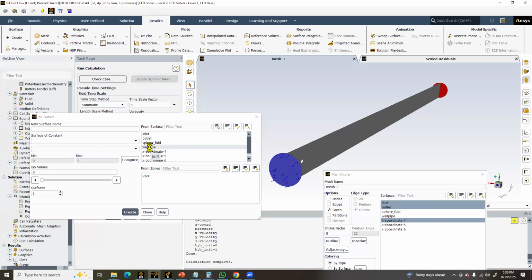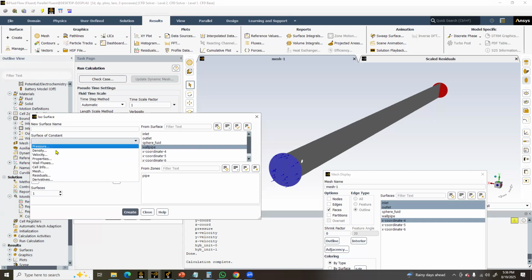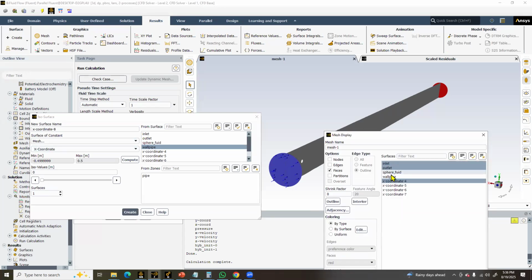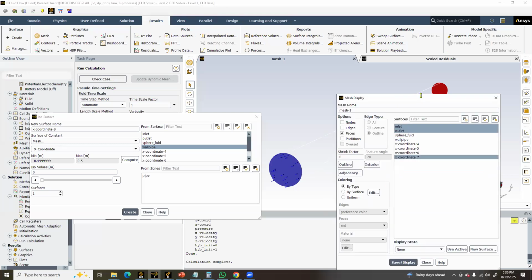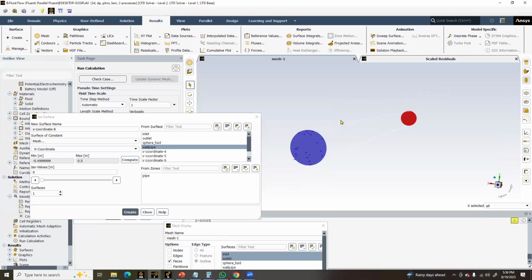The trick is that I will select the wall pipe, select the mesh, select the X coordinate and click on create. Now, if you display the X coordinate 7, because this is from the outer surface circumference, this will create two lines. But I need only one line here.